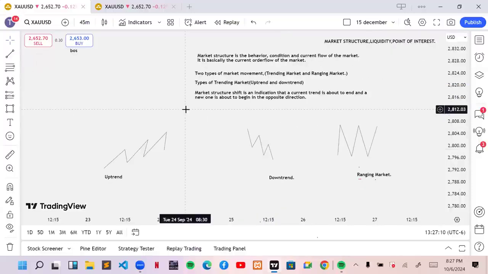So in market structure shifts, it will change trend to the opposite direction. But in a break of structure, it will break a significant zone in the market, be it a high, a support zone, or a resistance zone. It will break a particular zone in the market, but it's still going to remain in the same trend that it was on before. So let me write it down.